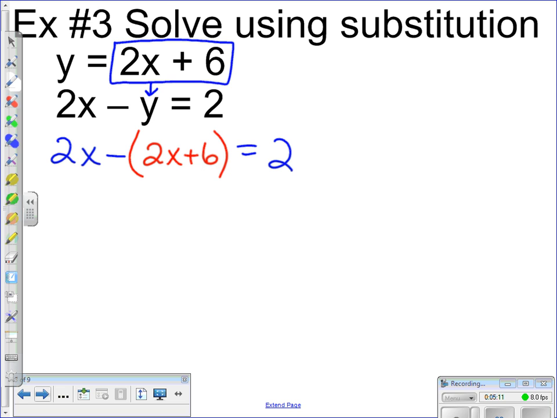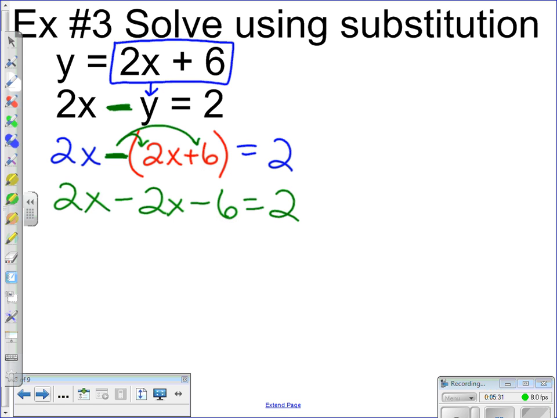Now, if you remember, y was being subtracted, just like it's being subtracted now. So not only is the 2x being subtracted, but the 6 will also become a minus because it needs to be subtracted, because it's part of what y is. Once you do that, you can combine like terms. A negative 2 and a positive 2 equal 0. So they're gone. The only thing that remains is a negative 6 equals 2.